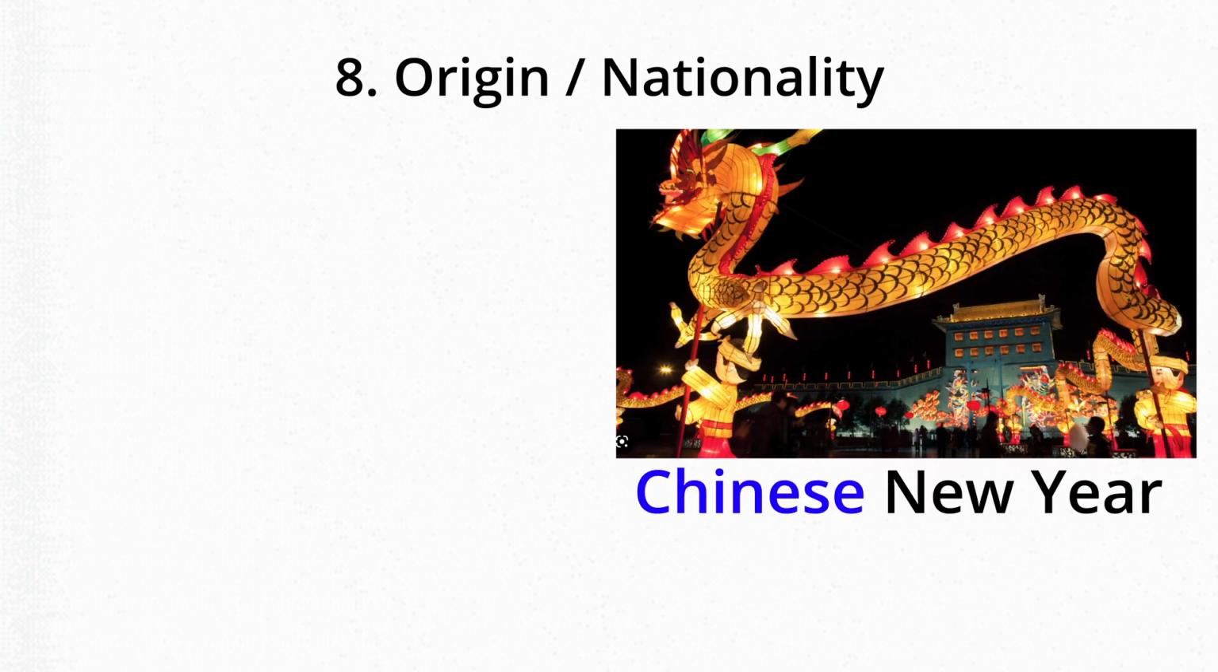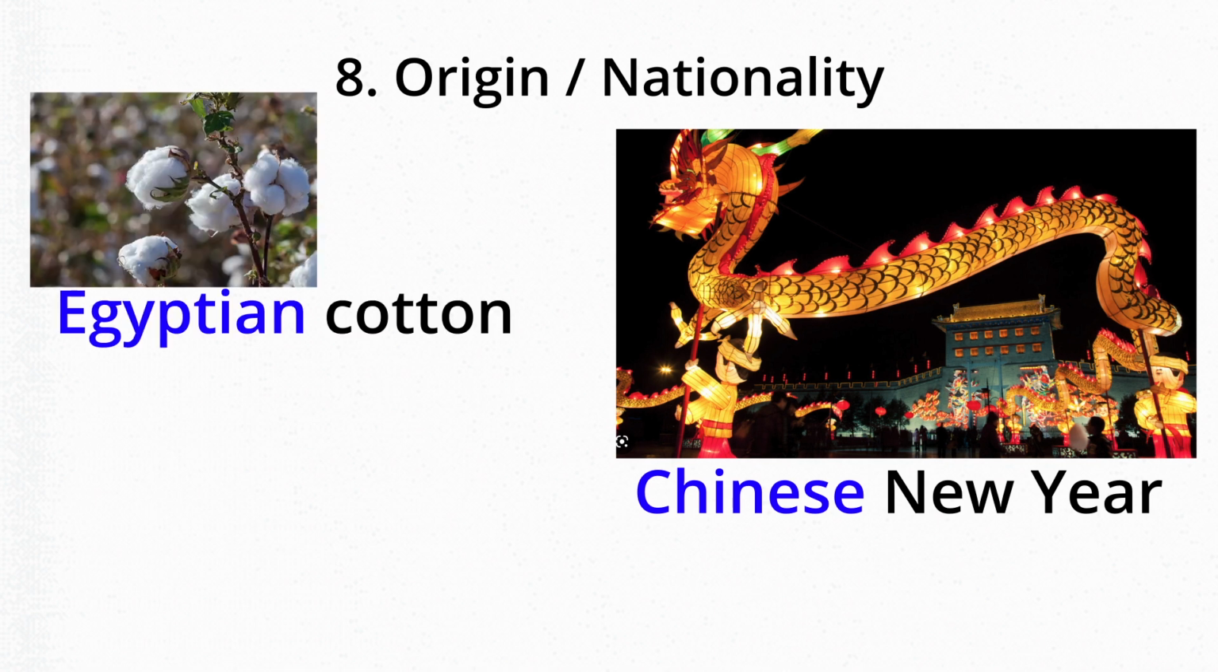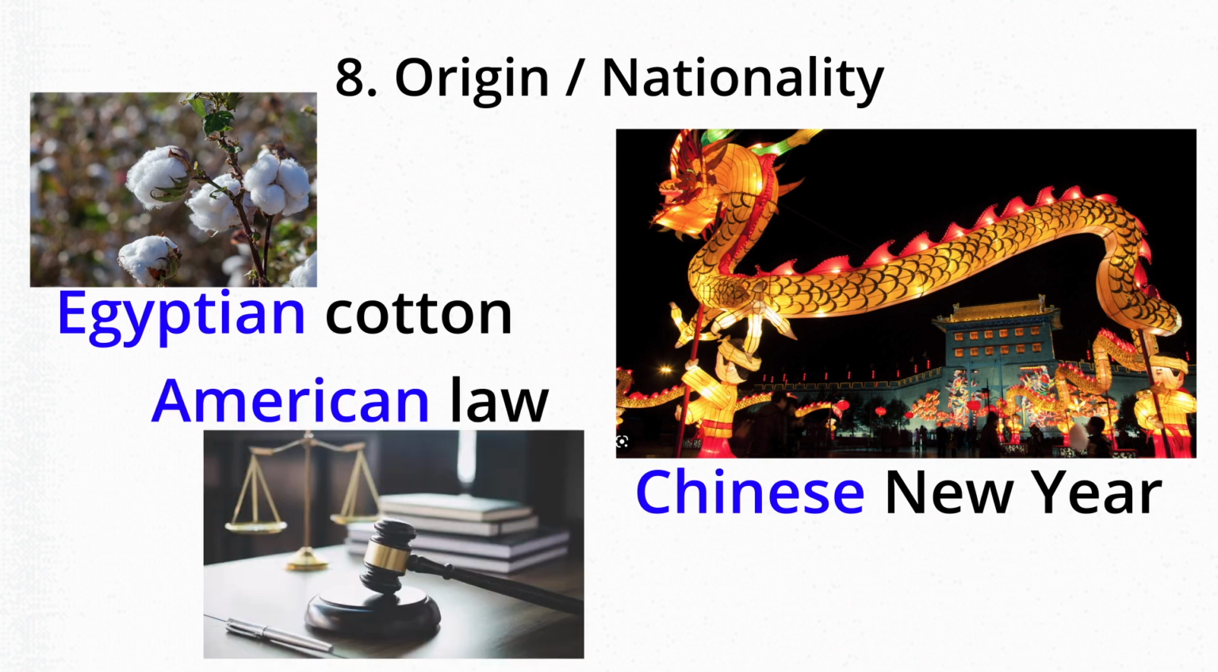Next, we have origin or nationality. Okay, where are things from? I could talk about Chinese New Year. New Year from China, right? I could talk about Egyptian cotton, cotton that comes from Egypt. I could talk about American law, the laws that come from America.